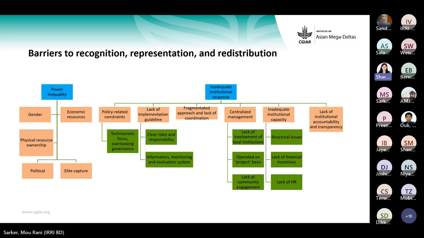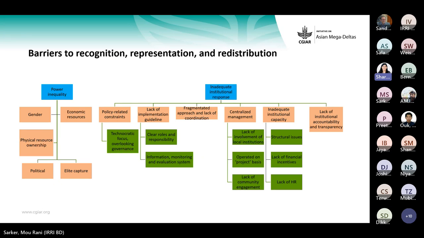If we look at the institutional response, it's very complicated, as Dr. Salahuddin mentioned, because almost 30 different agencies across departments and ministries are involved in water. The water policy, for example, is still focused on the engineering perspective, overlooking governance and power dynamics. There is a lack of implementation guidelines because so many agencies are involved, and clear roles and responsibilities are not laid out in the existing guideline. The other issue is fragmentation, which is also related to the lack of guidelines on which institutions would do what, and there are some trade-offs.